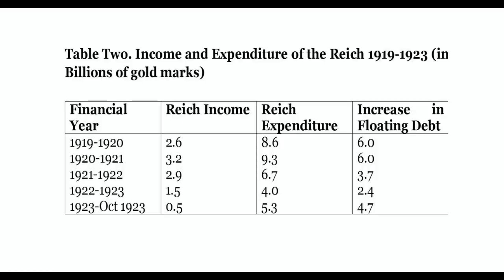Now, during wartime, all combatant states ran budget deficits and increased the money supply, and they all experienced inflation. By the end of the war, Germany's price level was double what it had been in 1914. But this was not an especially rapid rise. Britain's prices also doubled. Those of France had trebled, and those of Italy quadrupled. The difference was that where other countries reined in their budget deficits after the war, the German government continued to spend more than it received in its tax revenue. As a result, the government finances were always in deficit throughout the period 1919 to 1923, as Table 2 shows.